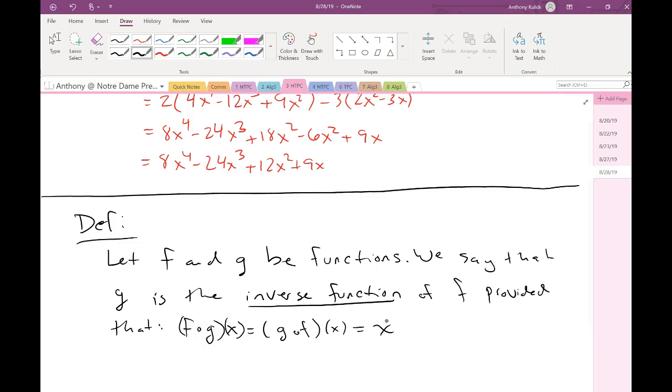So this definition says let f and g be functions. We say that g is the inverse function of f, provided that f compose g of x equals g compose f of x, which is equal to x. So this composition is important because it's part of our definition for an inverse. It's how we would prove two things are inverse of each other.